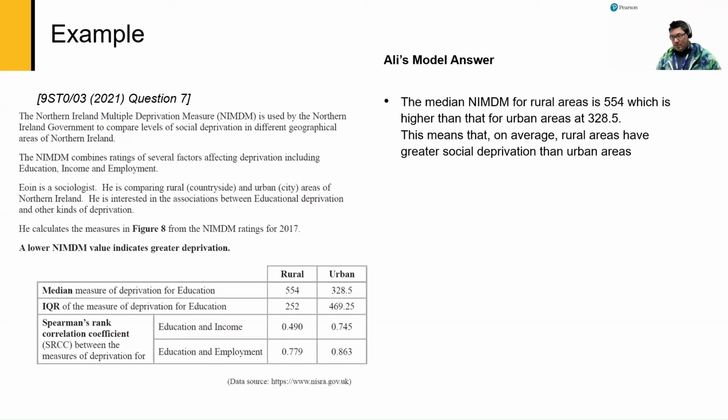The median NIMDM for rural areas is 554, which is higher than that for urban areas at 325.5. That means that on average, rural areas have a greater social deprivation than urban areas. Now, when you actually look at that bullet point, what have I done? I've said what I've seen. The median for rural areas is 554, which is higher than 328. I've said what I've seen.